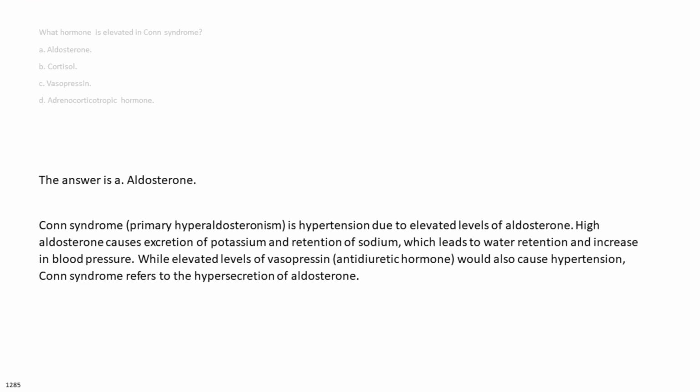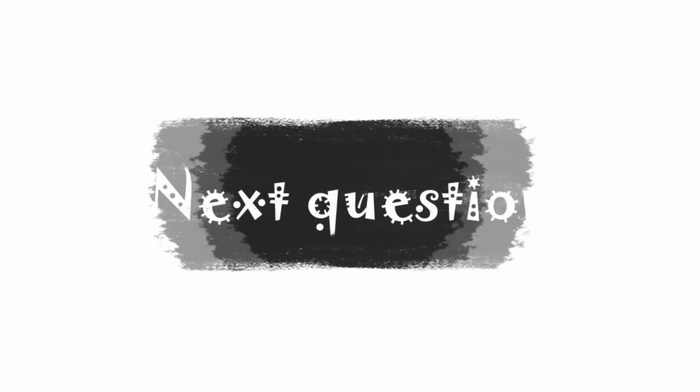The answer is A. Aldosterone. Conn's syndrome, primary hyperaldosteronism, is hypertension due to elevated levels of aldosterone. High aldosterone causes excretion of potassium and retention of sodium, which leads to water retention and increase in blood pressure. While elevated levels of vasopressin, antidiuretic hormone, would also cause hypertension, Conn's syndrome refers to the hypersecretion of aldosterone.